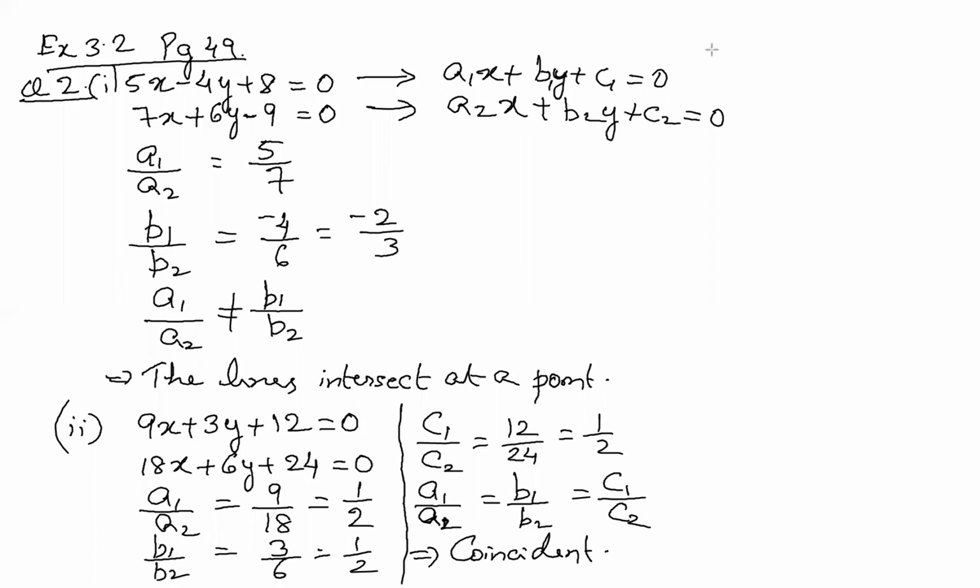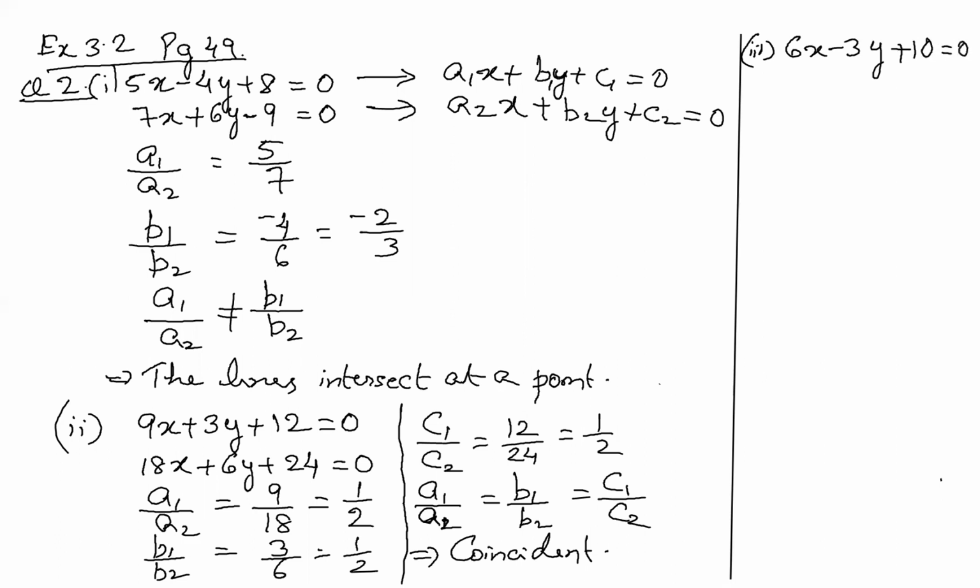Okay, so now the third subdivision we are going to complete right now. It is 6x minus 3y plus 10 is equal to 0 and 2x minus y plus 9 is equal to 0. Okay, here A1 by A2, Enoch will say the answer.